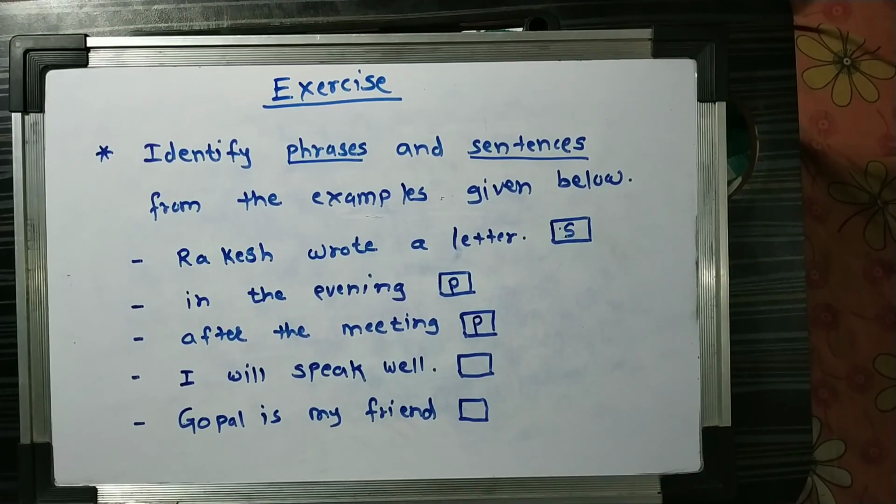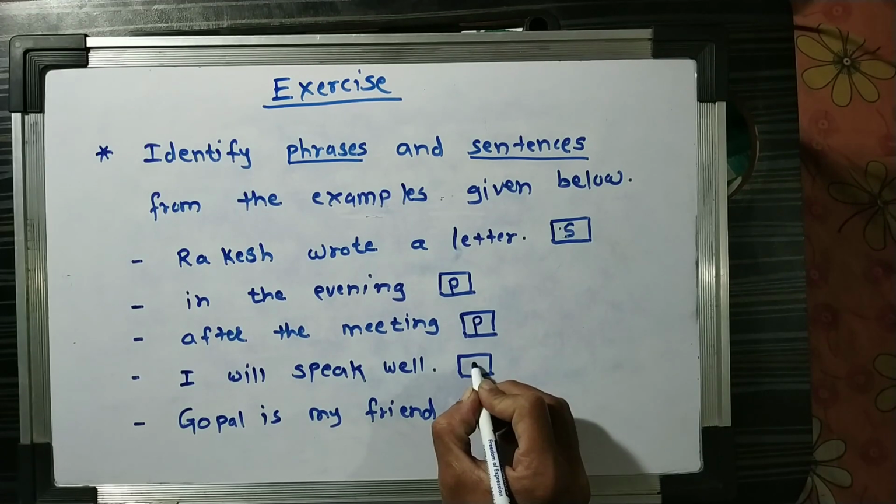The next one, I will speak well. Now this group of words contains four words. After reading that we are able to get clear meaning, it is able to make the complete sense, and therefore this group of words can be called a sentence. So let me write yes in the box.